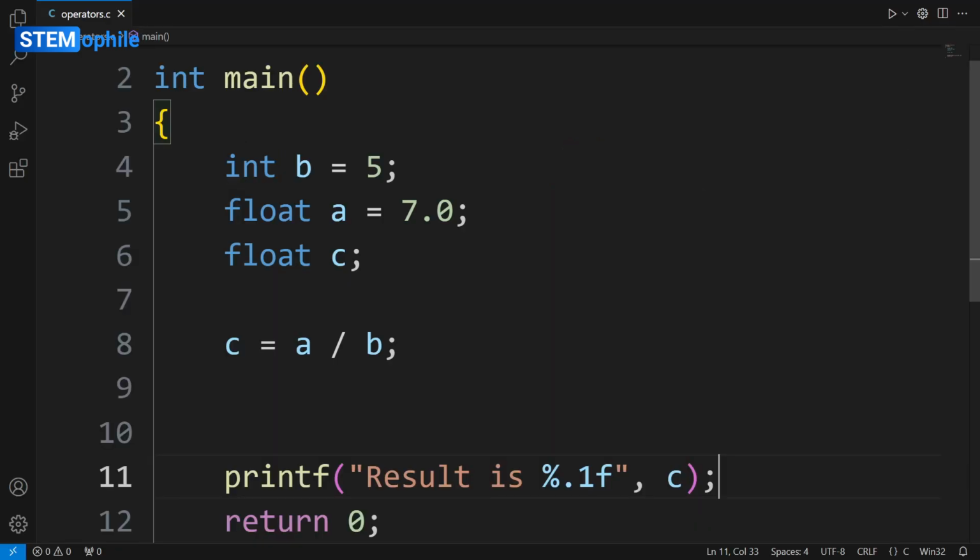Here's a question for you. If we want to show 2 digits after the decimal, what should we write here? Think about it and let me know in the comments section.